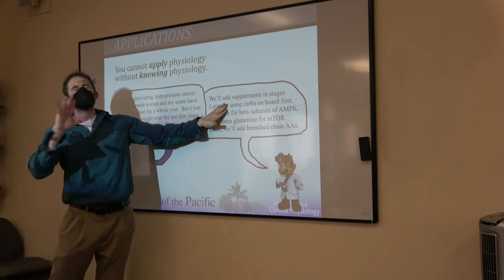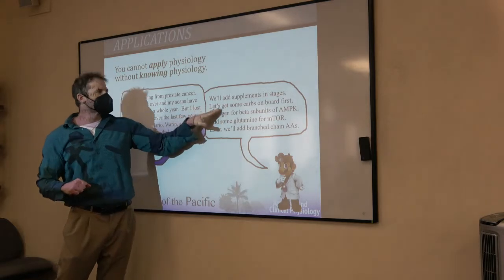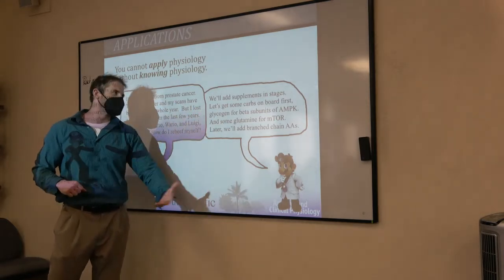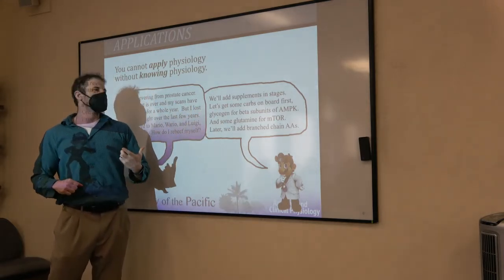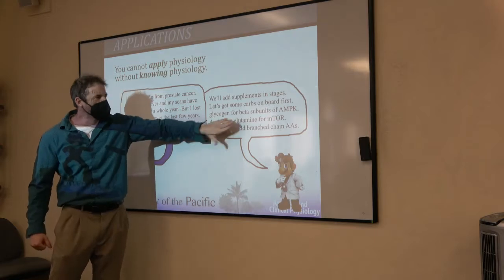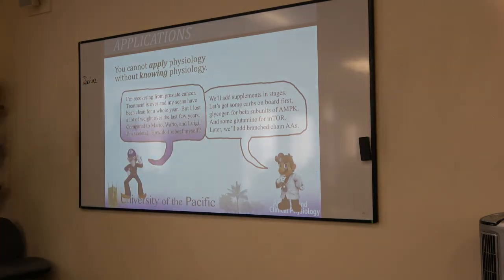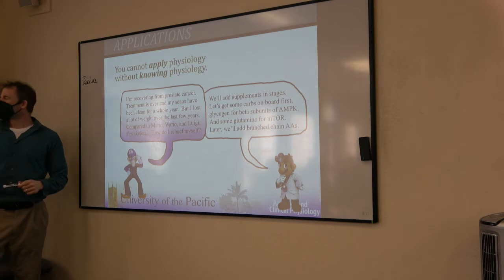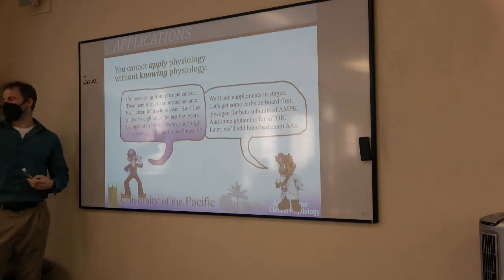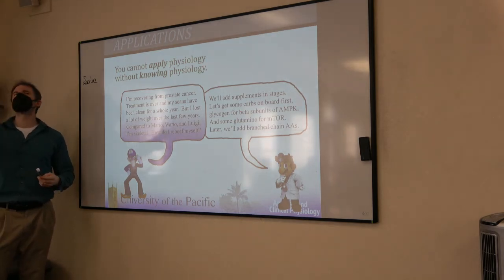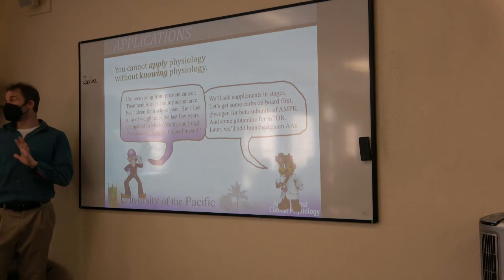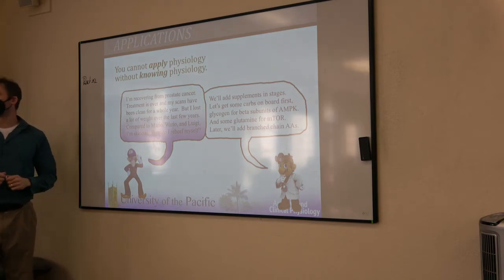We'll add supplements in stages. Let's get some carbs on board first, glycogen for the beta subunits of AMPK, and some glutamine for mTOR signaling. Later, we'll add branched chain amino acids. Why later? This is what you can say, Dr. Mario, to whatever practitioner, a doctor, whoever the practitioner is: why is a reasonable question to ask.